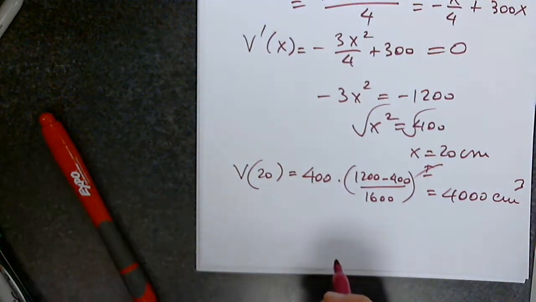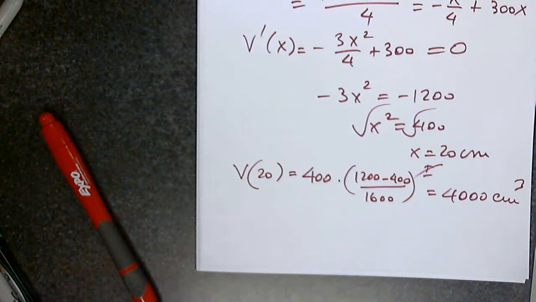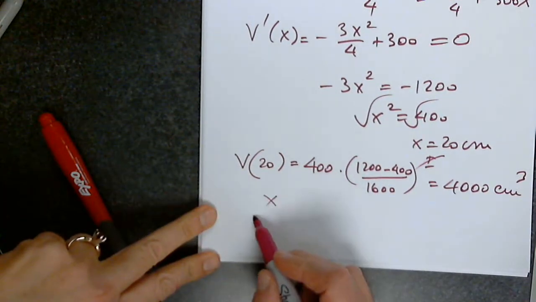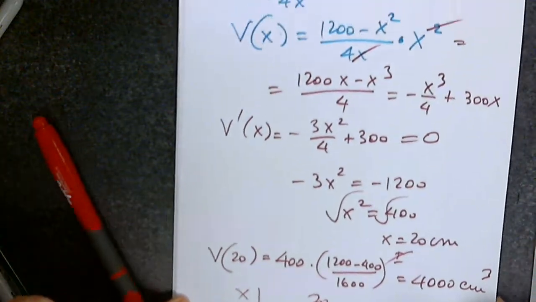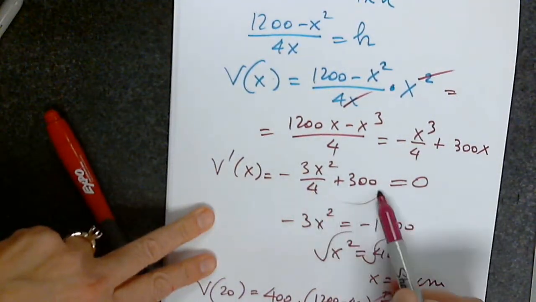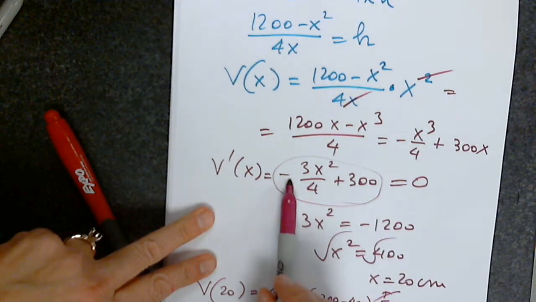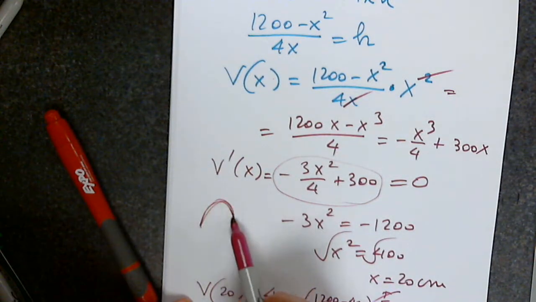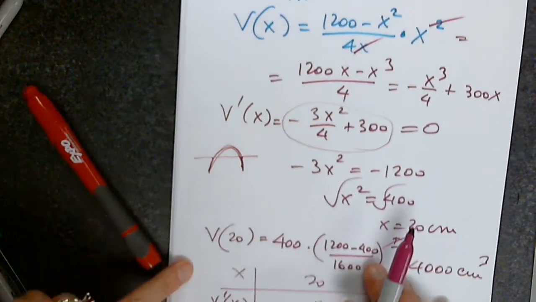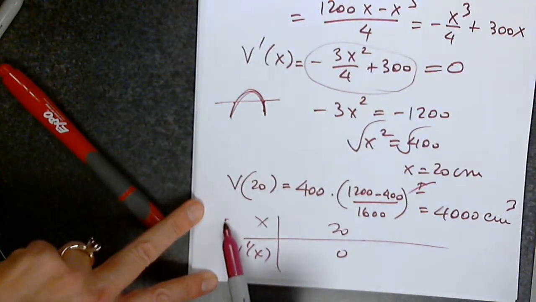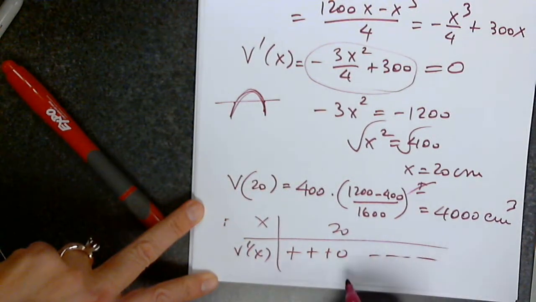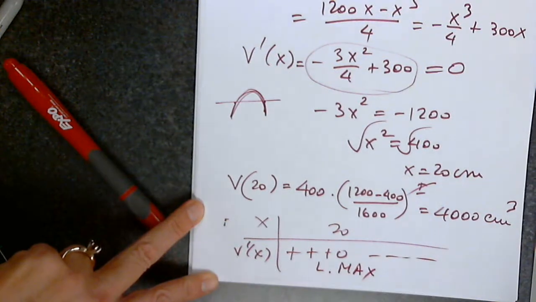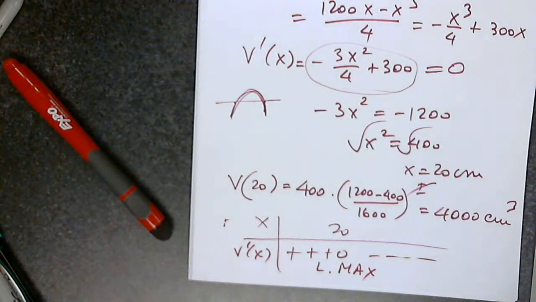However, this is good, but it's not good enough. I have to study the sign. Just plugging in some numbers left and right is not good enough. So x, 20, V prime, and I'm looking at V prime. It's a quadratic function with a negative leading coefficient, which means it looks like this. So between the solutions it is positive. Between negative 20, which doesn't fit here, and positive 20, it has to be positive, and then negative. And I know that this is a local max. Any questions?